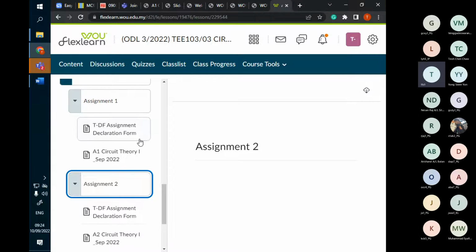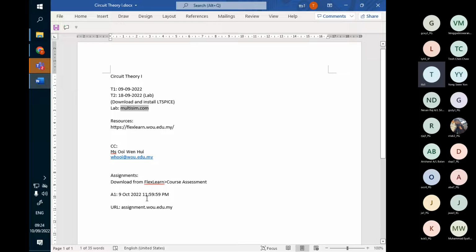Okay, and don't forget to download this so-called declaration form. It is a plagiarism declaration form. That means this is your own work, and it is not copied from anyone else.